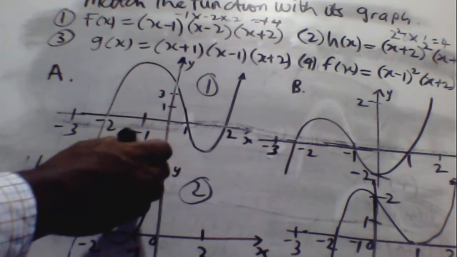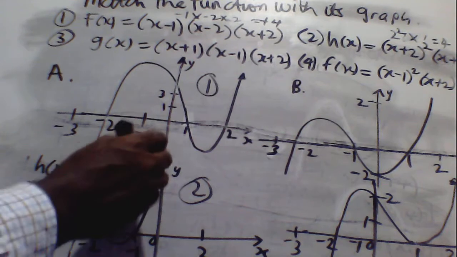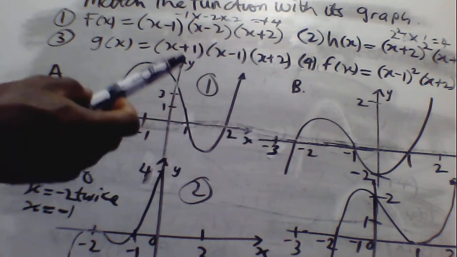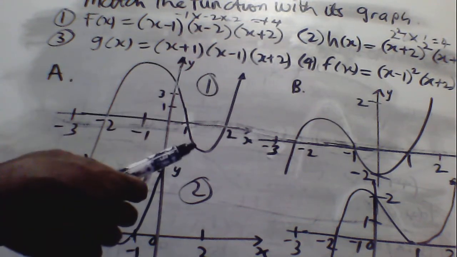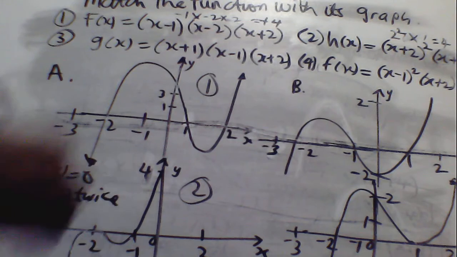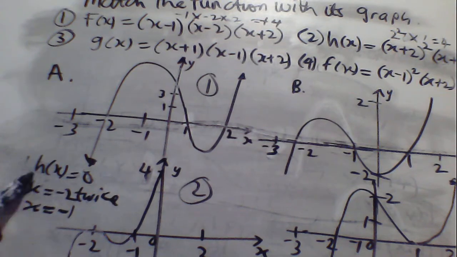Here must be 4. I hope you are seeing what I'm doing. You make s equals to 0, you find h of s, which gives us 4. Find its zeros by making h of s equals to 0. That gives us minus 2 twice and s equals to minus 1. This graph has those properties, minus 2 and 1 and 4. So I've gotten the second one.